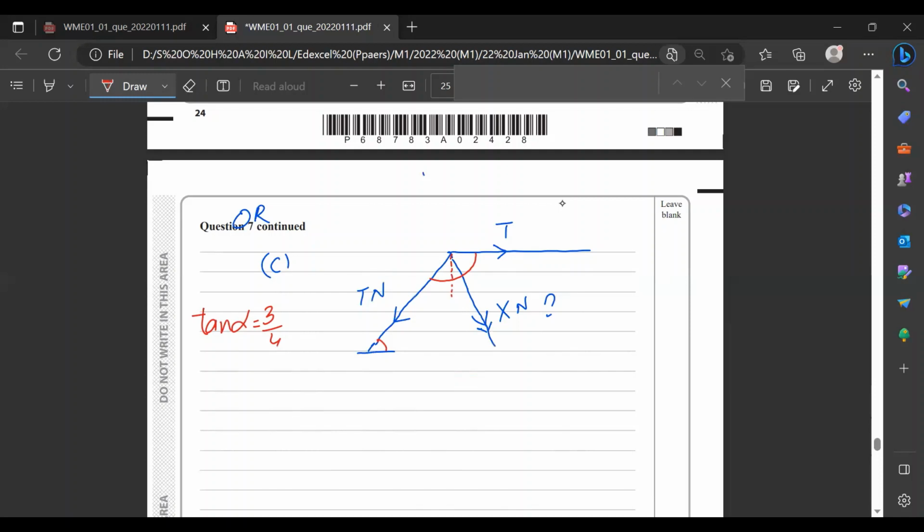How to find that angle? A simple technique you can apply. The lines are parallel. So inverse tan of 3 over 4 is 36.87. So 180 minus 36.87, so the angle between the forces is 143.13.